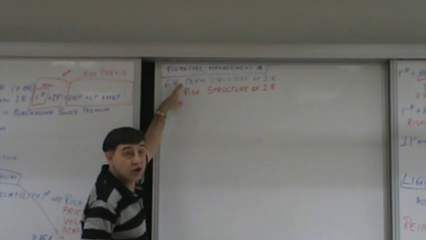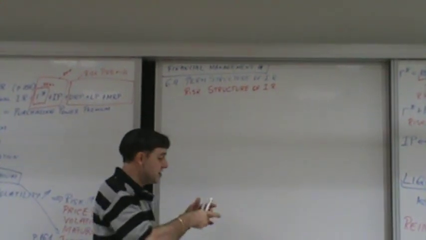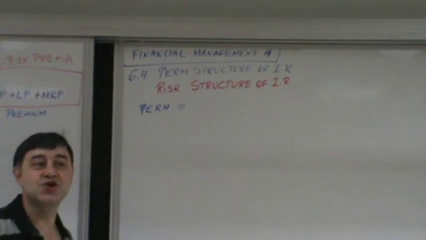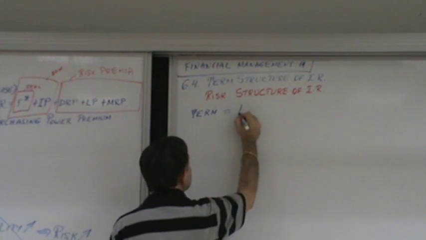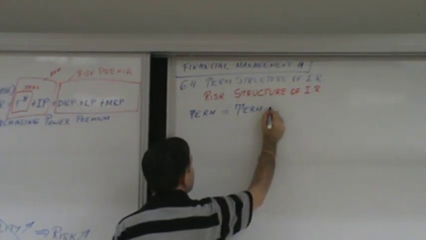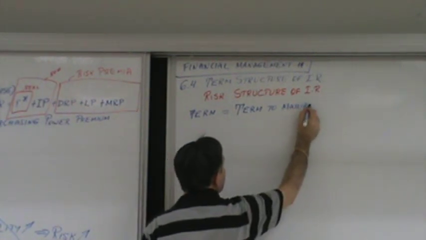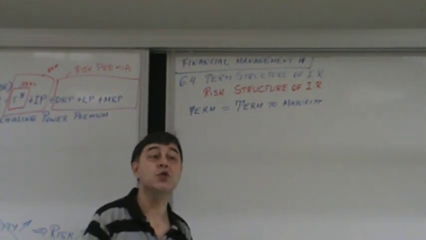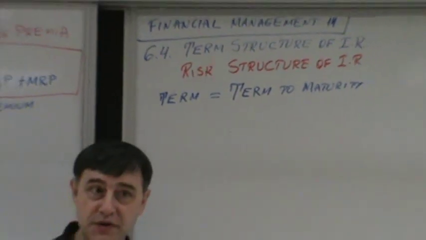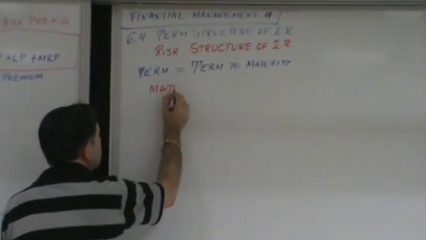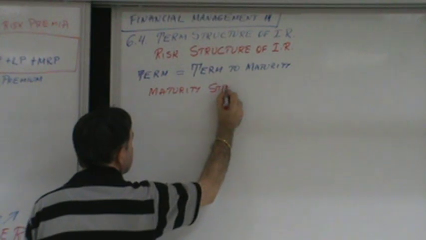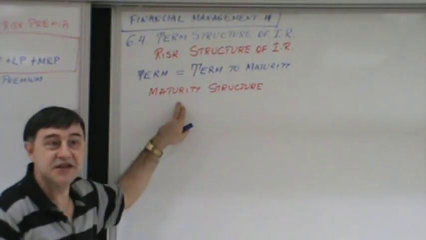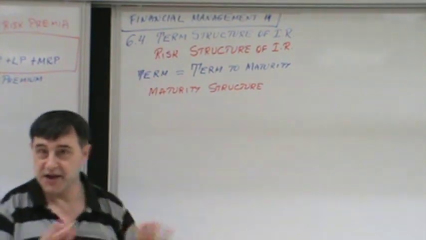Now the current lecture is term structure of interest rates, which when we say term, it is simply standing short for term to maturity. Now, some people call it, but it is not recognized, it's not widely known, but people sometimes just use it out of confusion. They simply call it maturity structure. And maturity structure is exactly the same as term structure, okay? It is exactly the same.